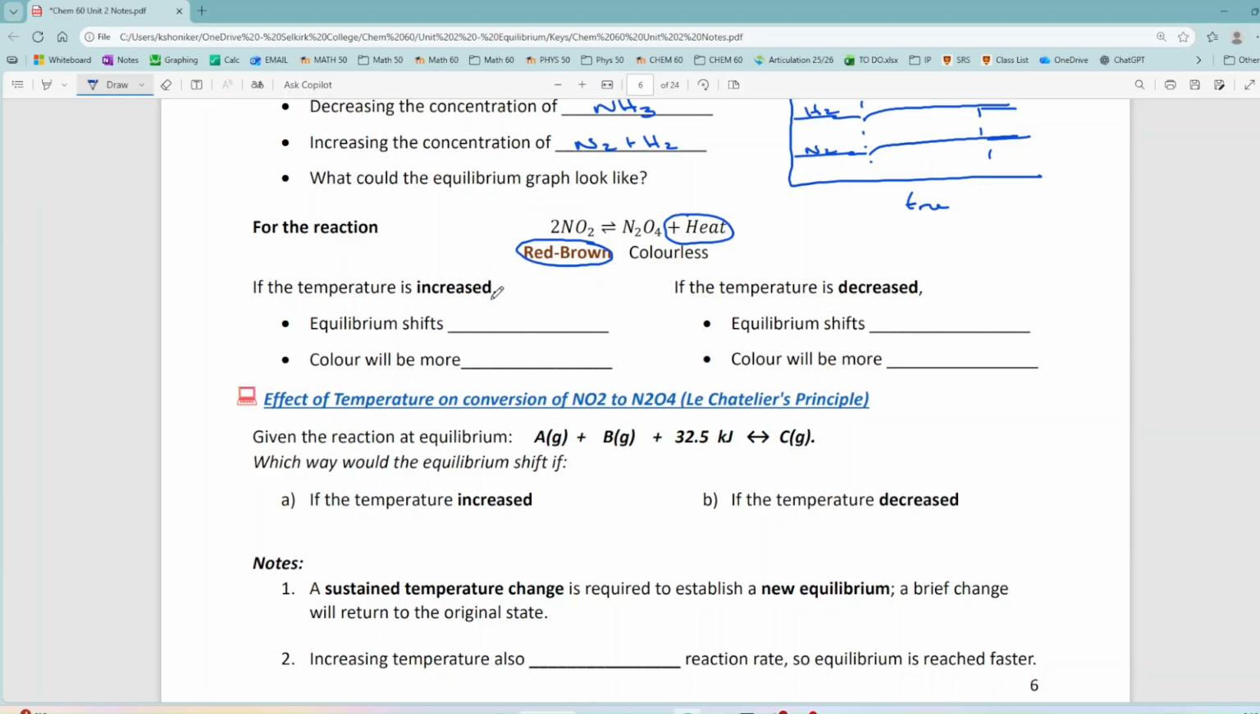If the temperature is increased, you are going to shift left to decrease the temperature, right? Use it up, consume it. And since we're shifting left, we're going more towards the red-brown side. The color will be more brown. It will get darker. If the temperature is decreased, the equilibrium will shift to the right to increase the temperature and produce more heat, but you're going more towards the colorless liquid. So the color will be more colorless, or I could have just said will be lighter, right?